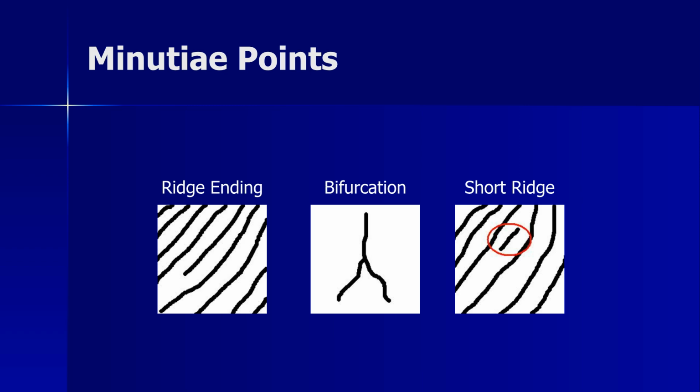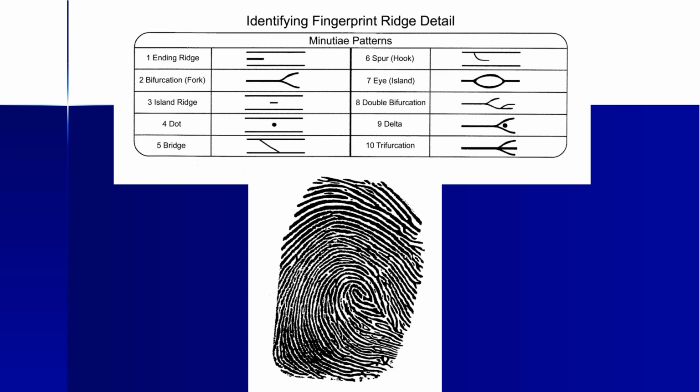Specific minutiae points include the ridge ending, where a ridge stops, the bifurcation, where a ridge splits, and the short ridge, a small isolated ridge segment. This diagram provides a table of common minutiae patterns, numbered 1 through 10, showing examples of each.